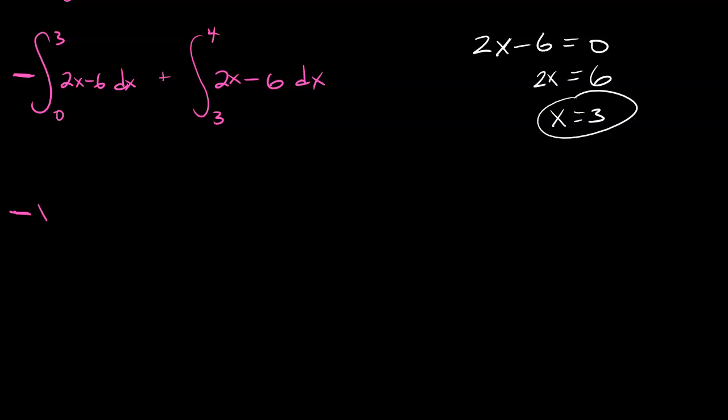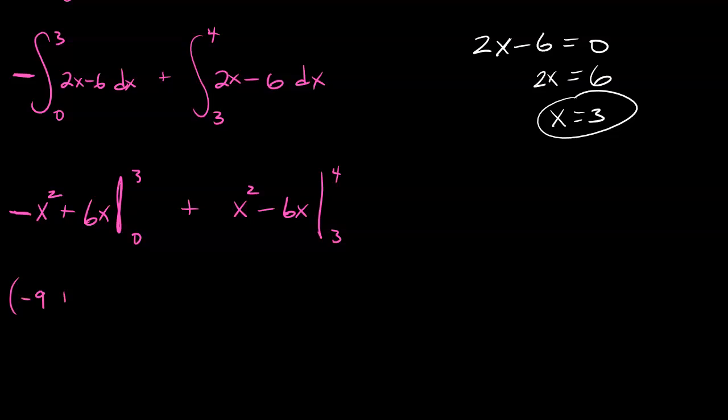So integral of 2x is x squared. Integral of 6 is 6x. I'm going to make it a plus 6x because of this minus sign. And this is from 0 to 3. This is x squared minus 6x from 3 to 4. Plug in 3 first. Negative 9 plus 18 minus, plug in 0. Negative 0 plus 0. Plus the second one.